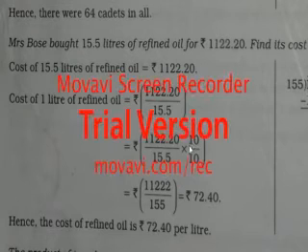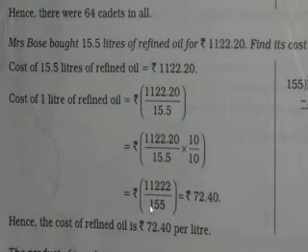So if you will see, when it is multiplied with 10 up and down, after point there will be only 0. So no need to write that 0. So it becomes 11,222 divided by 155. Now 11,222 is divided by 155.